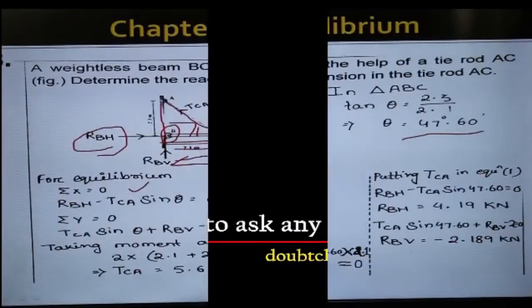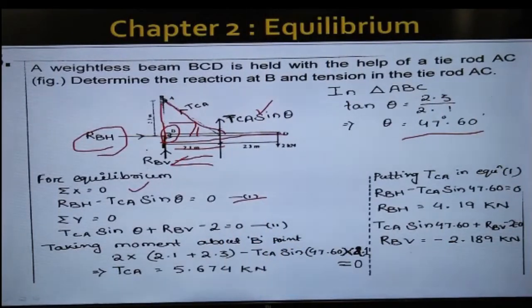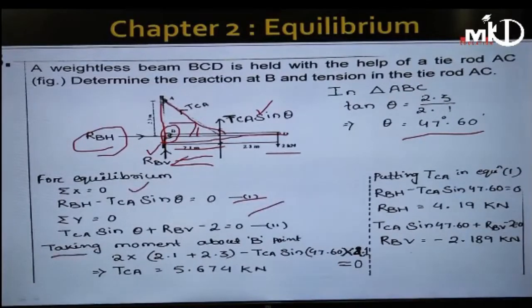Now total forces along y direction is 0. So in the y direction there is TCA sin theta and RBV also, and 2 kilonewton is the applied force. So TCA sin theta vertically upward positive plus RBV positive, both added, minus 2 equal to 0. Again for equilibrium total moment is also 0. So now let us take moment about B. We know RBH and RBV and TCA cos theta, the moment of all three will not come at point B, because they pass through point B. So the moment will come from TCA sin theta and the 2.